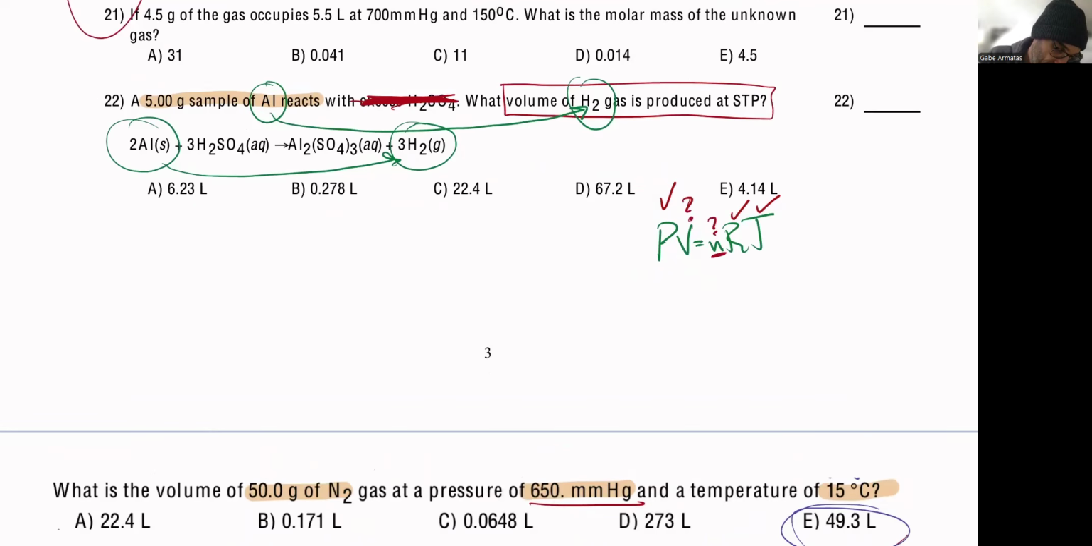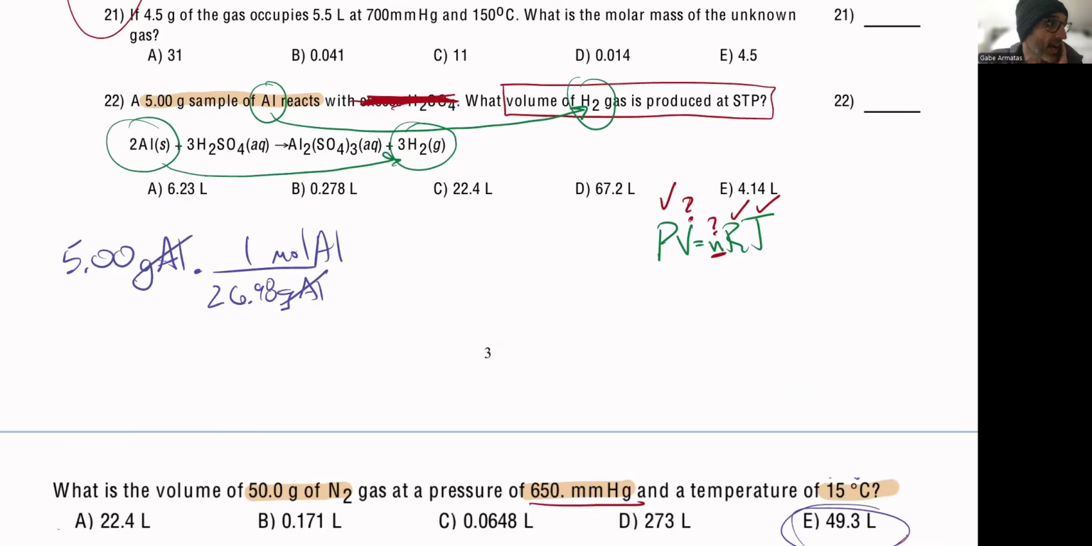So if I have a 5-gram sample of aluminum times a fraction, I can never convert from one chemical to another. I can't use the molar ratio until I get moles. So I want grams of aluminum to go away. I want moles of aluminum to remain. 1 mole of aluminum, I just need a quick periodic table. 1 mole of aluminum is 26.98 grams. Grams of aluminum cancel.